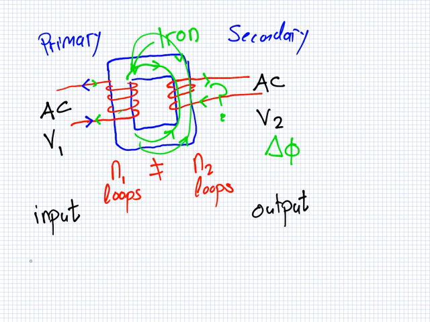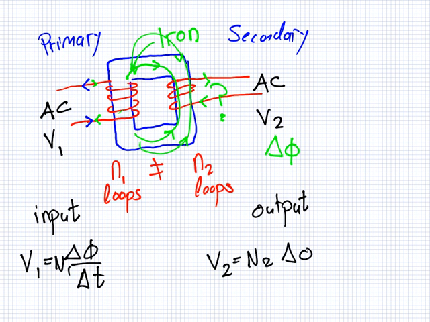If you look at the left, voltage 1 equals minus N1. But I don't care about the minus because I know the direction, so I'll just drop it, although if you leave the minus in, it doesn't matter. N1 over change in flux over time. And on the right, you'll have voltage 2 equals N2 change in flux over time. These are both Faraday's law of induction.